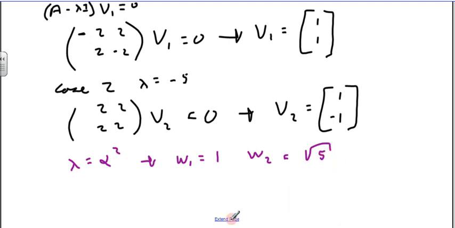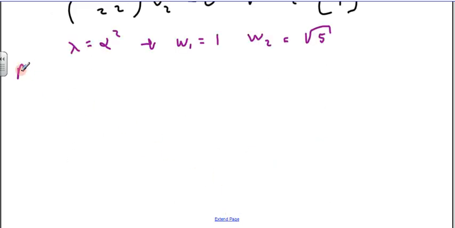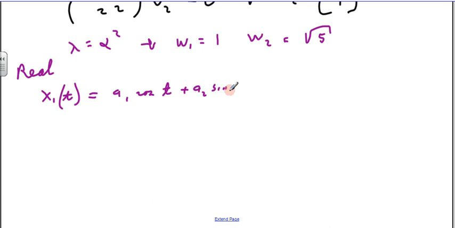Okay, so now we're going to write down the answer. We have a real part, x1 of t, is equal to a1 cosine t plus a2 sine t plus b1 cosine square root of 5t plus b2 sine square root of 5t.